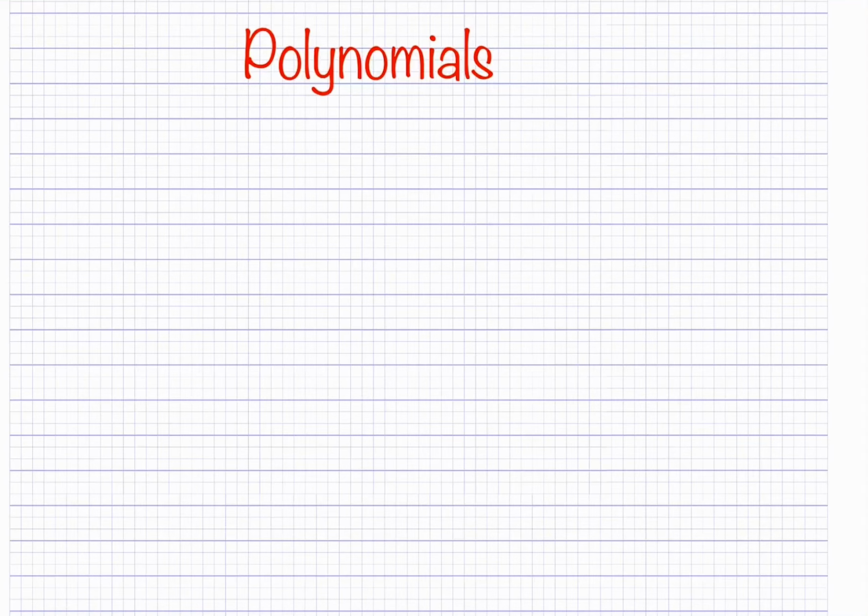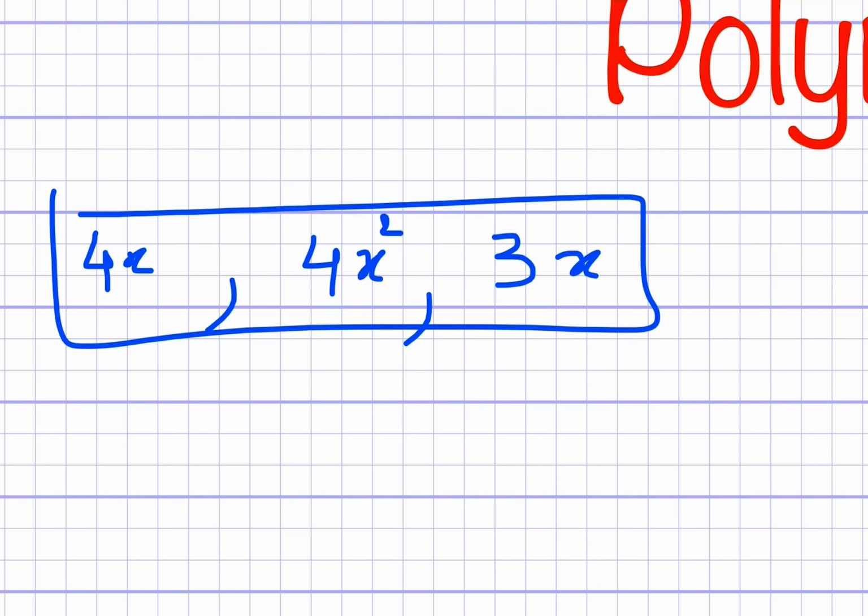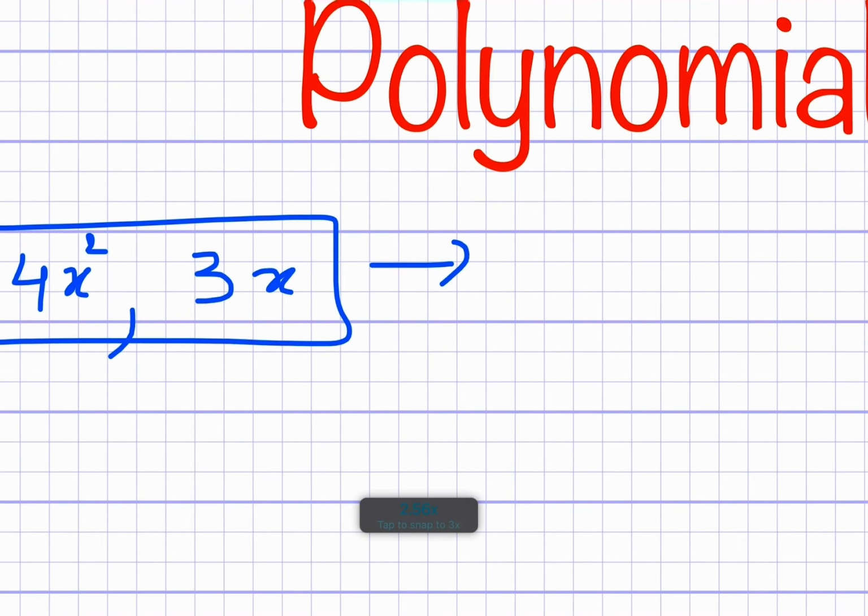Going to learn about polynomials. So first of all, we have to know about terms. What is a term? So we have 4x. 4x is a term. 4x square is also a term. 3x is a term. So these all are called terms.